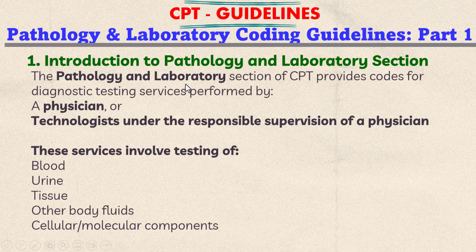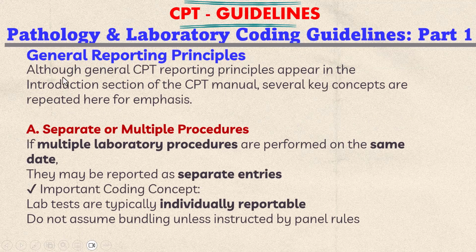The pathology and laboratory section of CPT provides codes for diagnostic testing services performed by a physician or technologist under the responsible supervision of a physician. These services involve testing of blood, urine, tissue, other body fluids, cellular or molecular components. The general CPT reporting principles appear in the introduction section of the CPT manual. Several key concepts are repeated here for emphasis.